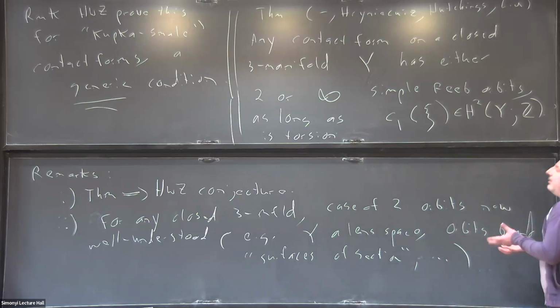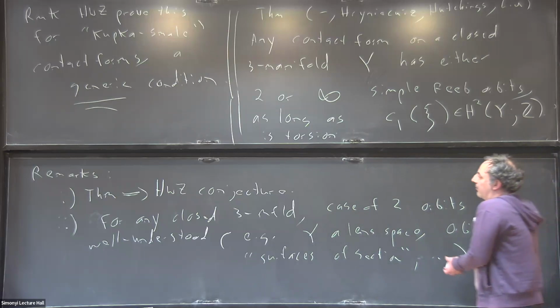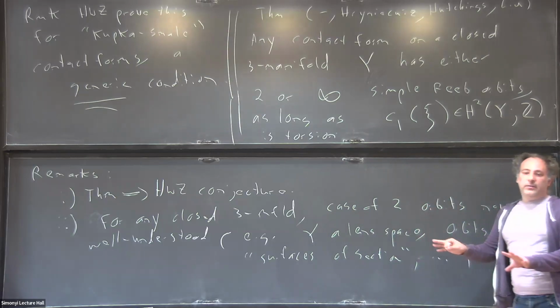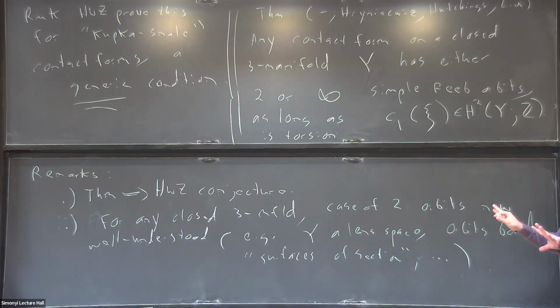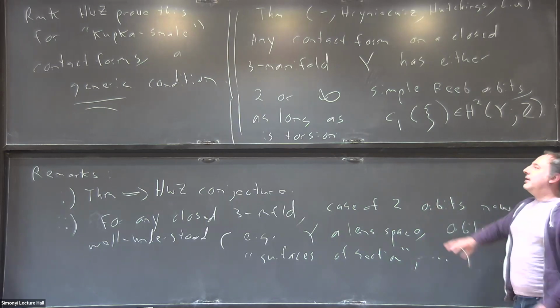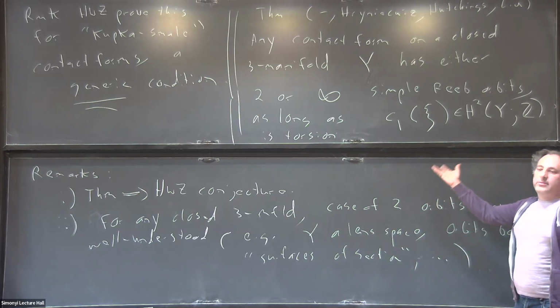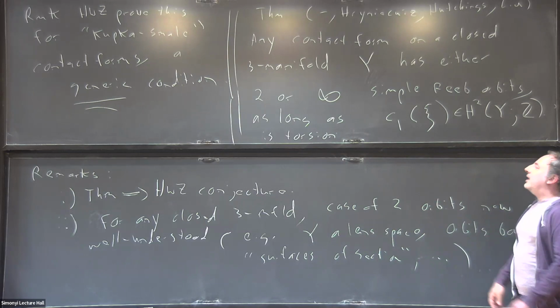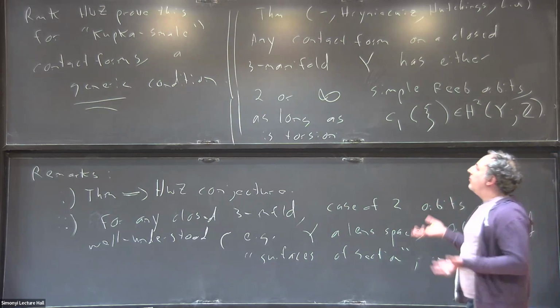I don't want to get too into the other criteria. But at any rate, I wanted to mention this partly in relation to the previous question. If you have any closed three manifold, 2 is the minimum number of orbits. That's also something that's known. And if you have exactly 2, the manifold has to be a lens space. In particular, the Chern class has to be torsion.